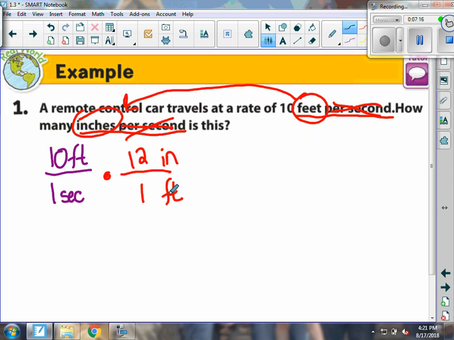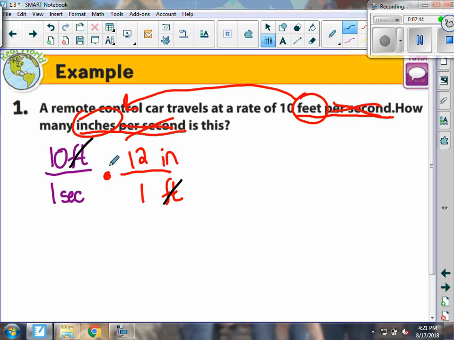Here's why we wanted feet on the bottom over here. Just like you can cross-reduce numbers, you can cross-reduce and cancel out units of measure as well. So since I have feet on the top and on the bottom, they cancel out. So those are gone. Which is good because we wanted to get rid of those, so that's how we get rid of them. So I'm looking, there's nothing else that I can reduce. I can't reduce in any other way.